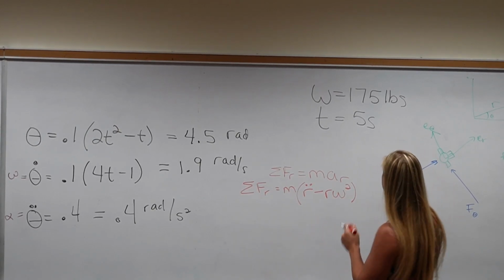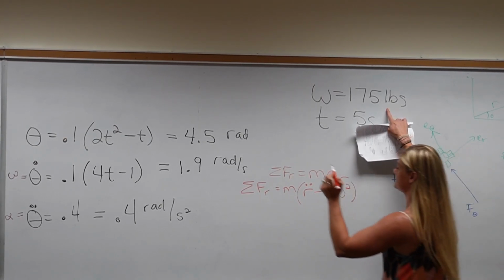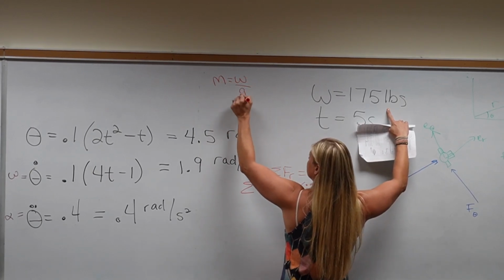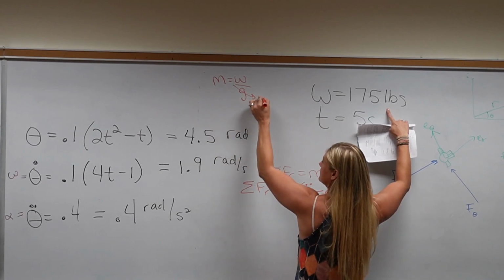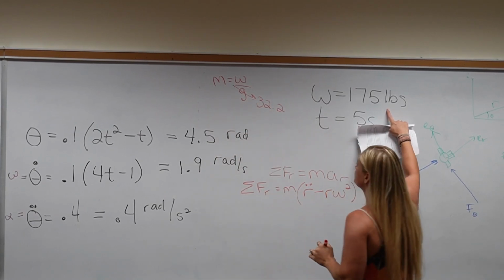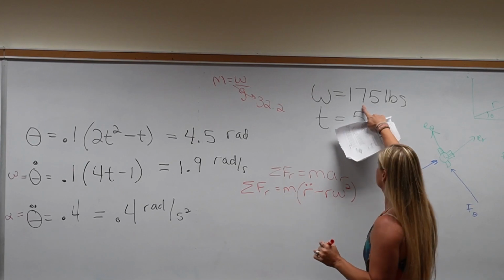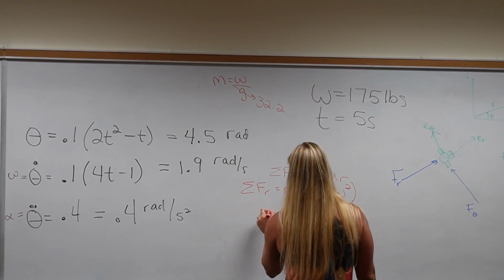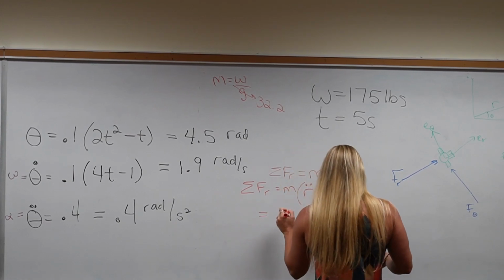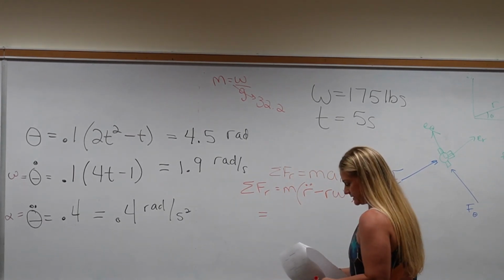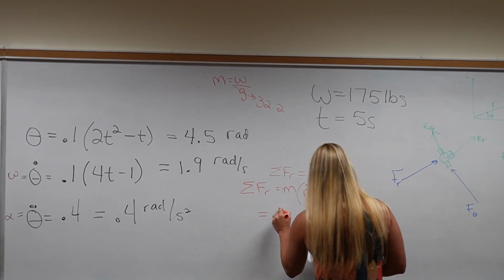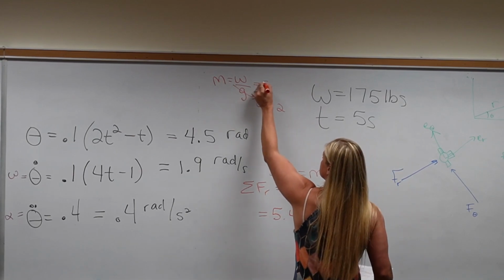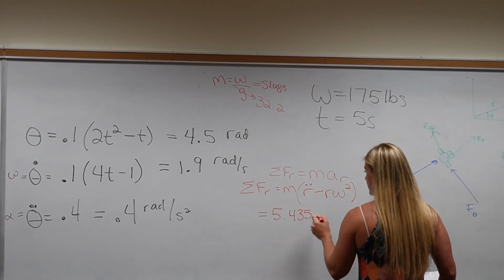Okay, how do I get mass from this? Mass equals weight divided by gravity, and in this instance, we're going to use gravity as 32.2. What do I get for mass? If you take 175 and divide it by 32.2, what do you get for mass? 5.435. What's the units? Slugs, very good. Okay, so that's mass.